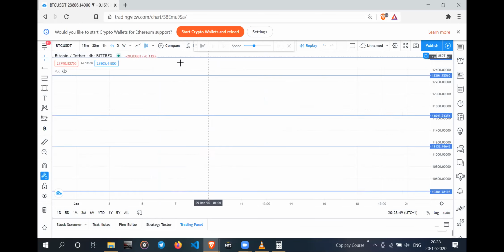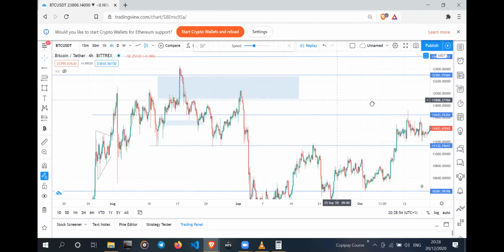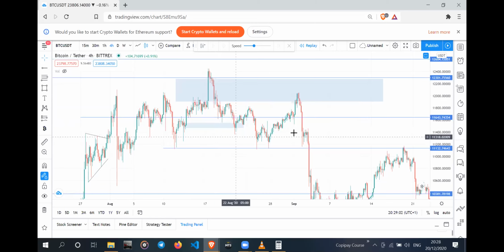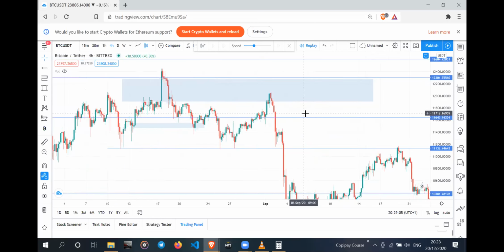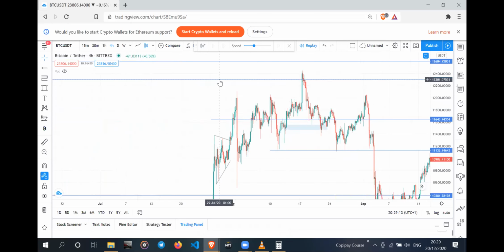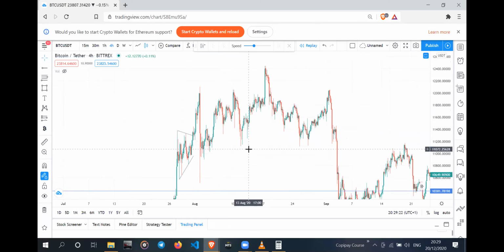If we move down to the 4 hour, let's see what we have. So on the 4 hour, what do we have in here? What could have made us take that trade? Let me clear this up. So we have this. We have the pattern we're looking at, the head and shoulder.